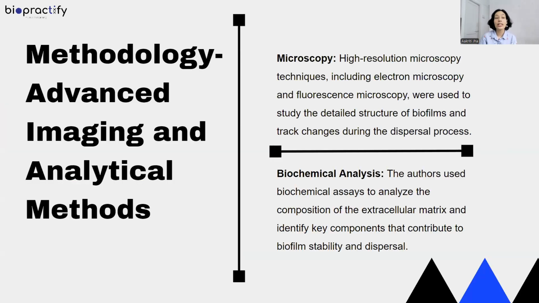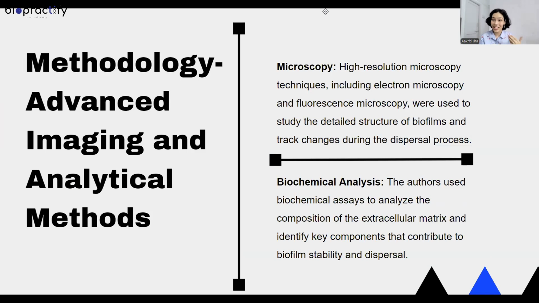Then was advanced imaging and analytical methods. First was microscopy, because as Staphylococcus aureus are very minute organisms, there is an indispensable role of microscopy in this experiment. High resolution microscopy techniques including electron microscopy and fluorescence microscopy were used to study the detailed structure of biofilms and track changes during the dispersal process.